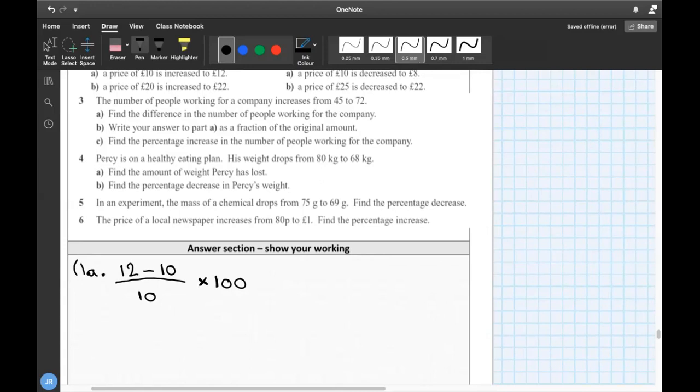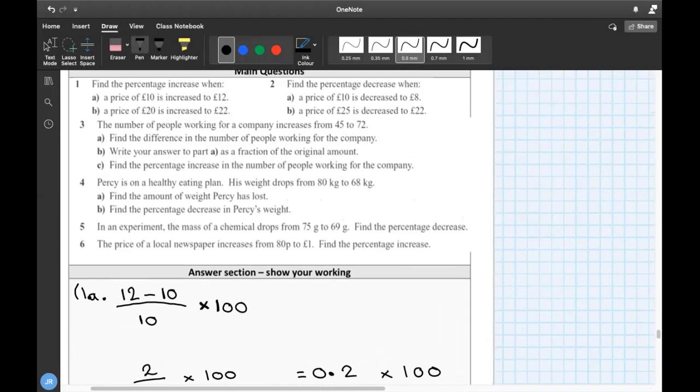Okay, I now just need to simplify that a bit. Earlier, I said you must find the difference between the new and the original, so that's the 12 minus the 10, and that will give us 2. Then we're going to do 2 divided by 10 and multiply it by 100. 2 divided by 10 is 0.2. Multiply that by 100 and we get 20. So the final answer there is going to be 20%.